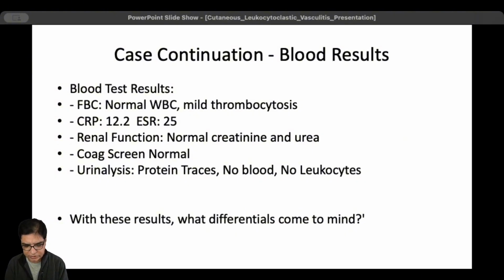Obviously, the most dreaded thing that people worry about when they've got a non-blanching rash, irrespective of whether the child is ill or not, is meningococcemia or something. But here you see the white blood cell count is absolutely normal. There's nothing over there. So we had done a blood culture and later on it came out to be normal as well.